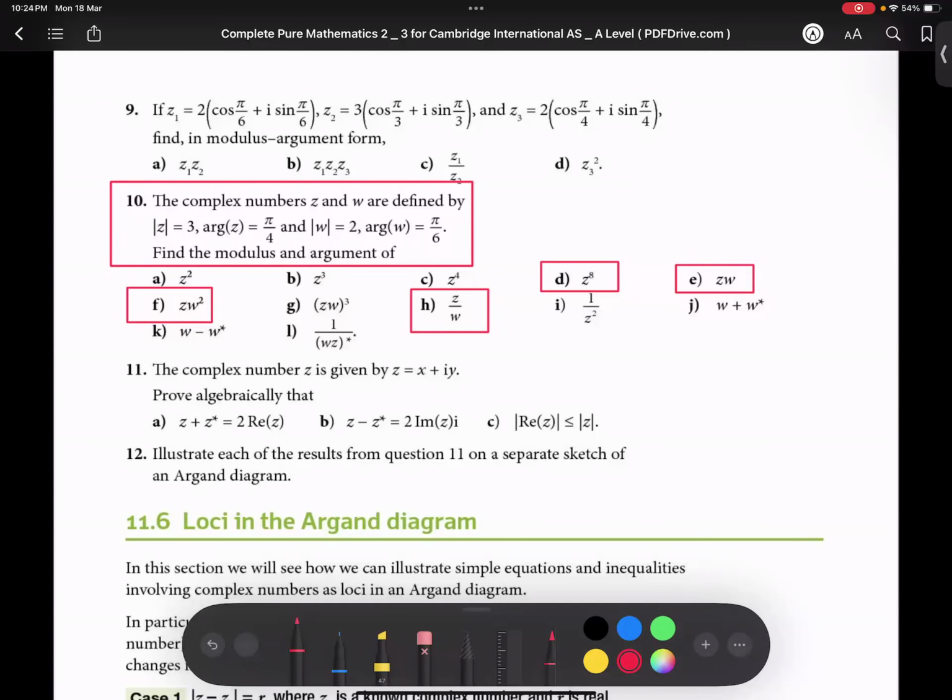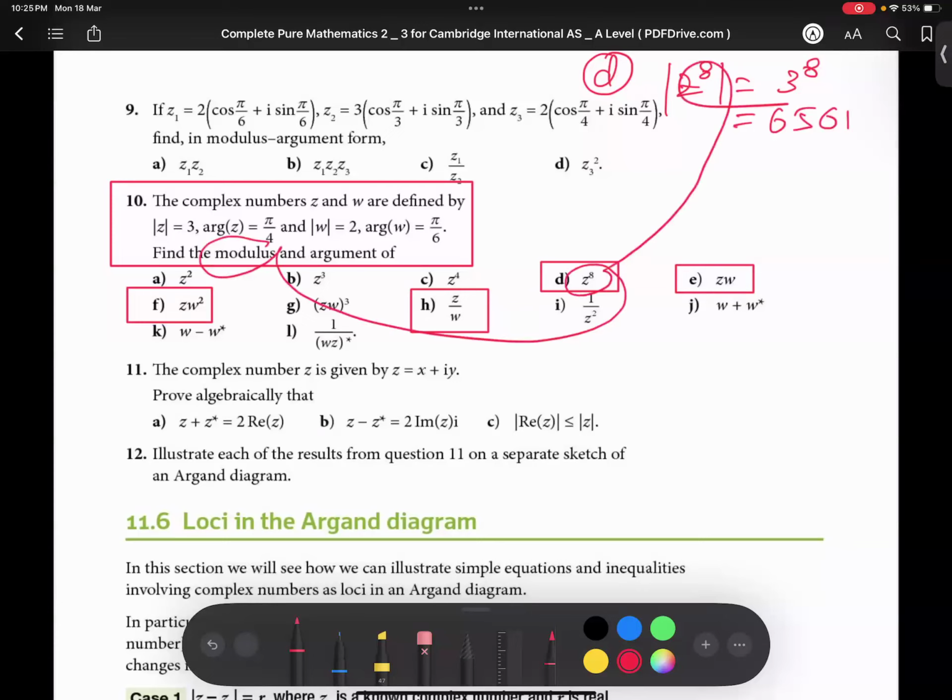Yes, students, so I'm going to do this question now. Bismillah ar-Rahman ar-Rahim. First of all, D part, Z to power 8. Because he is asking for the modulus and argument, what is Z? The modulus of Z is 3. So if I'm looking for the modulus of Z to the 8, naturally I will take the power of 3. The formula is the same, so I take the power of that. 3 to power 8 is giving us 6561. So the modulus of Z to power 8, I got it. Simple.